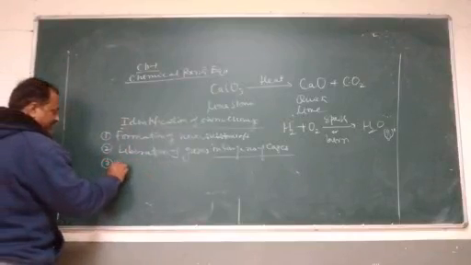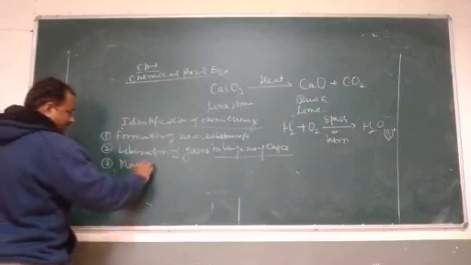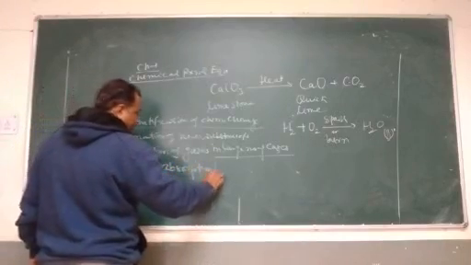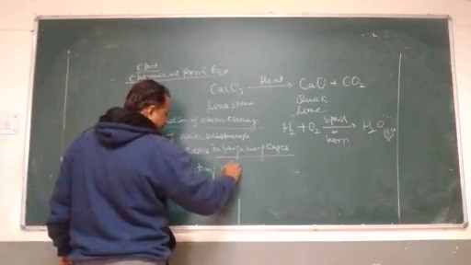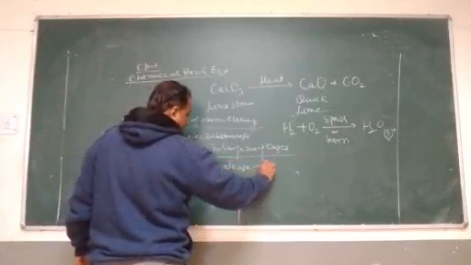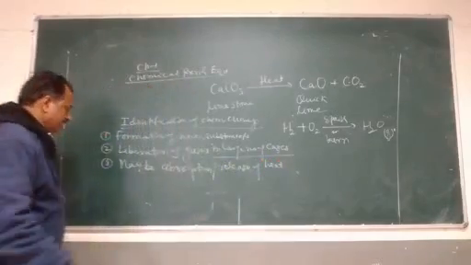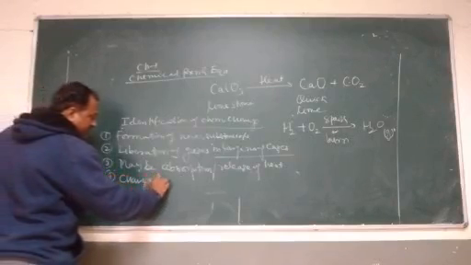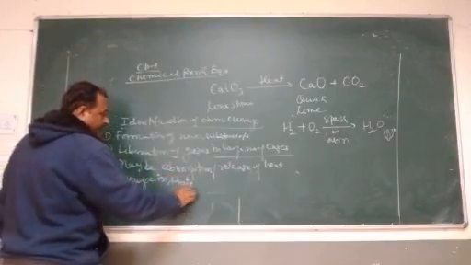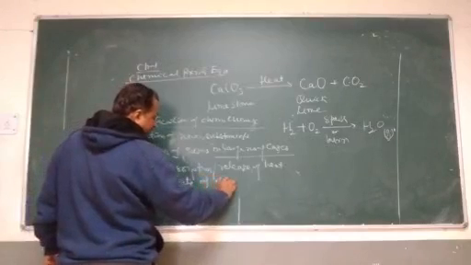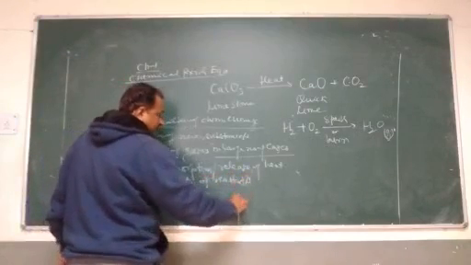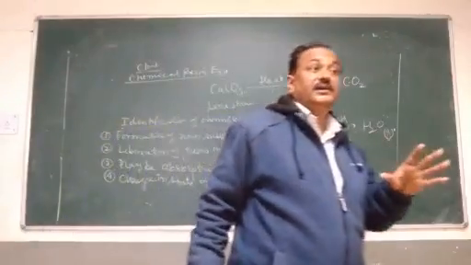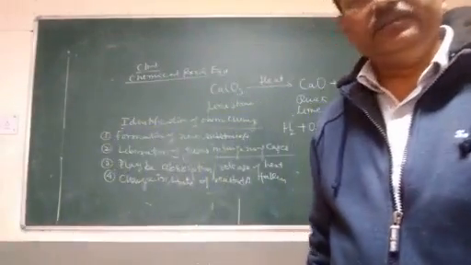Then there can be absorption or release of heat. Then there can be a change in the state or color of the reactant or reactants. So this is about the identification of the chemical change.